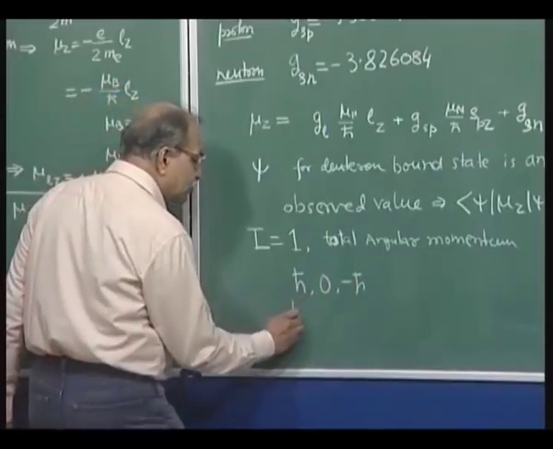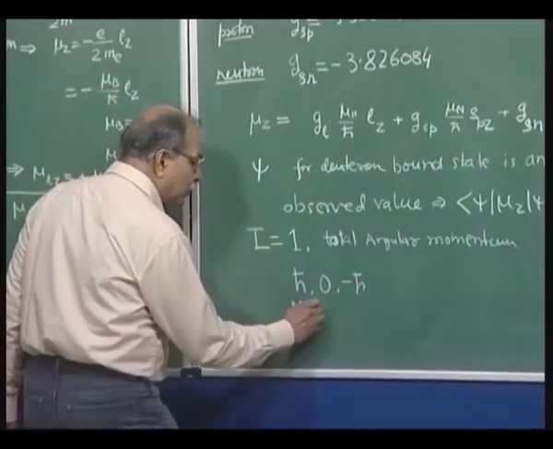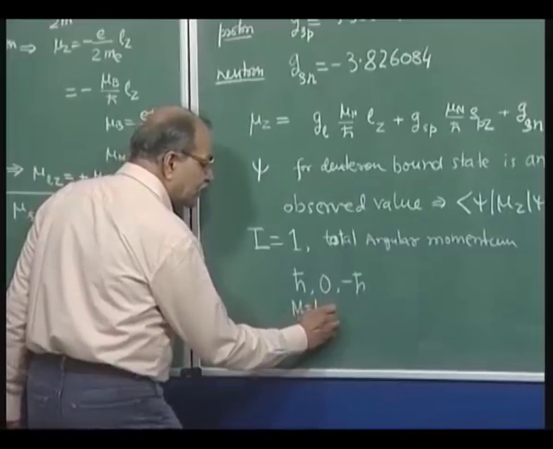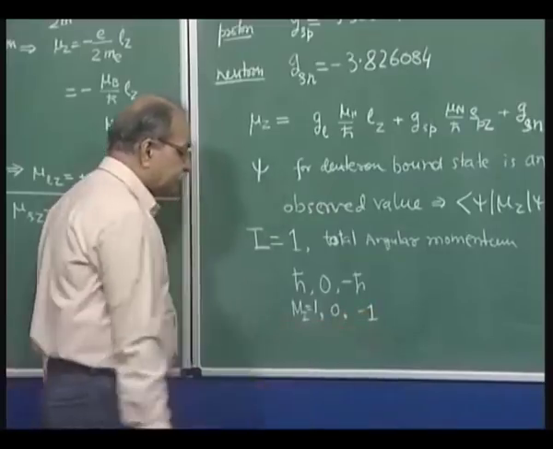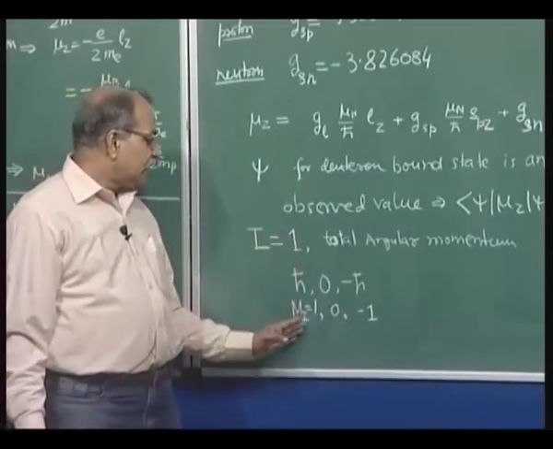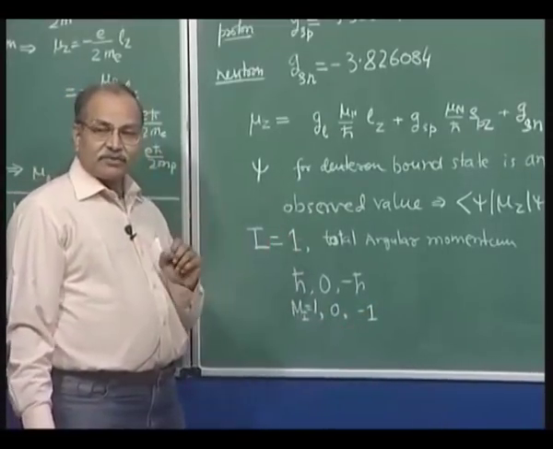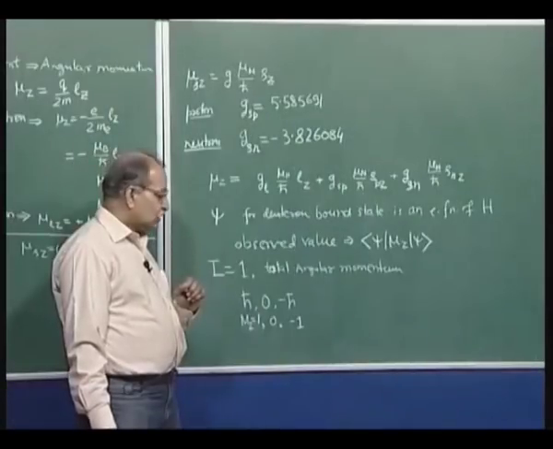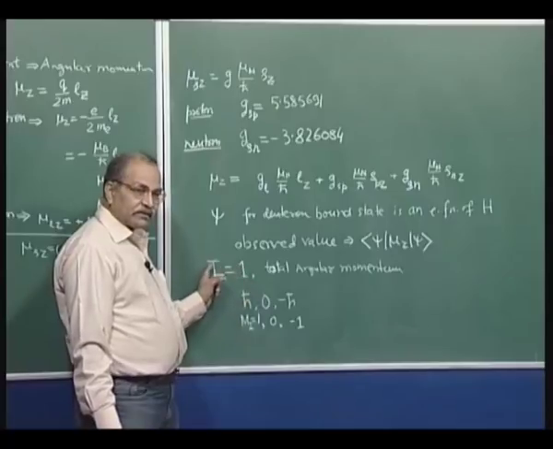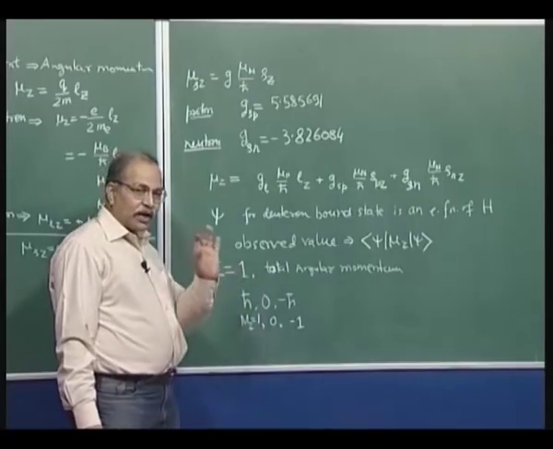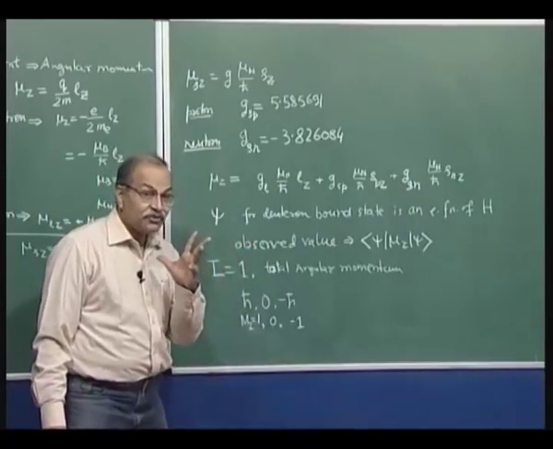This corresponds to m I equal to 1, this corresponds to m I equal to 0, and this corresponds to m I is equal to minus 1. If I is 1, m I can be 1, 0 or minus 1. So, the maximum value of m I is 1, which is same as I. So, m I equal to I gives you the maximum value of m I.